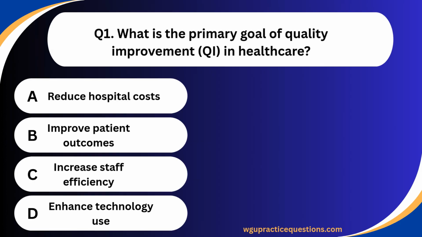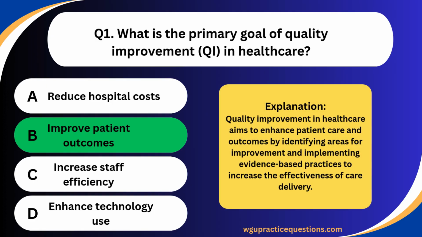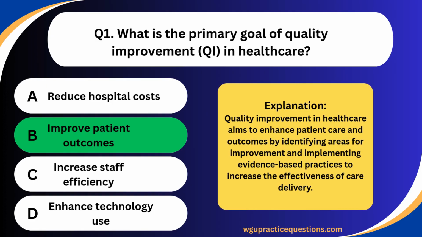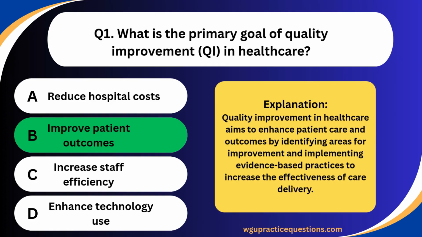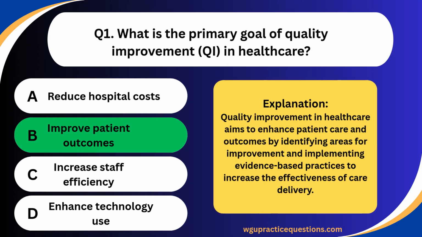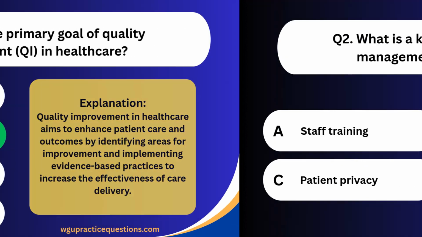The correct answer is B. Improve patient outcomes. Explanation. Quality improvement in healthcare aims to enhance patient care and outcomes by identifying areas for improvement and implementing evidence-based practices to increase the effectiveness of care delivery.